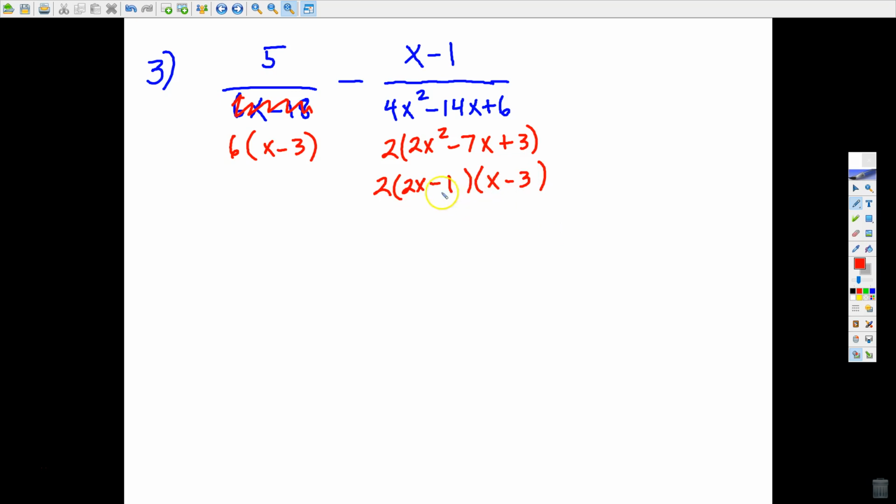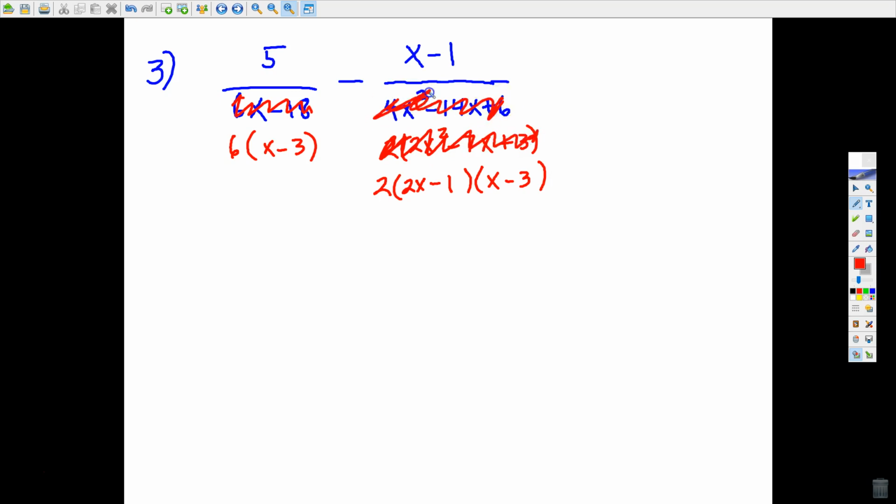All right, so just a quick FOIL check. 2x times x is 2x squared. 2x times -3 is -6x. And then we're going to be adding -1x. And those two together gives us the middle term, -7x. And then negative times negative here is +3. It's just showing you how you can know whether the factoring that you came up with is correct.